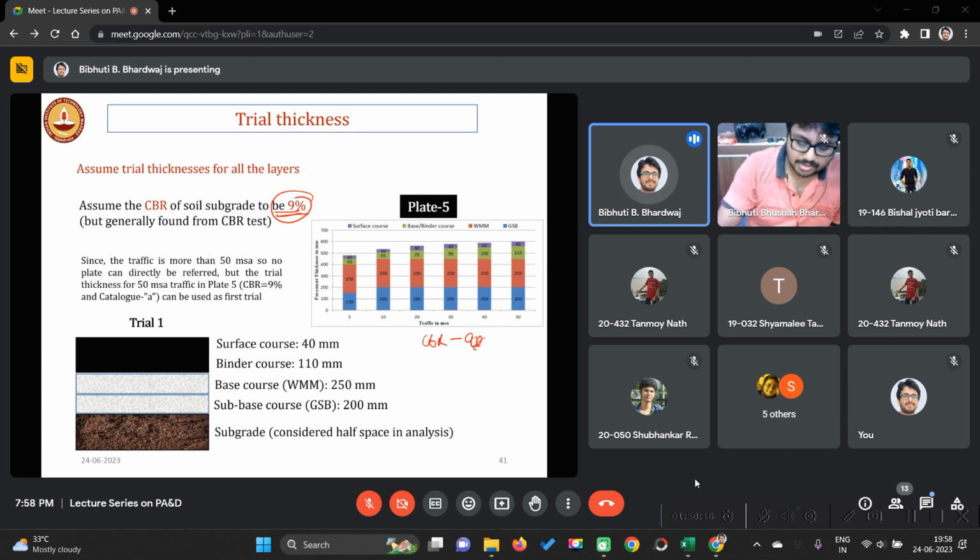So for 9% CBR, how much is our traffic? 84.9 MSA, right? Here they have given 50 MSA, not 84. You have to work out 84 yourself, but to start trial 1 you can use these values. That means surface course 40 mm, binder course 100 mm, base course 250 mm, sub-base course 200 mm. Okay, and subgrade is half space, infinitely thick. Okay, so now you know all this information. Now you can proceed.